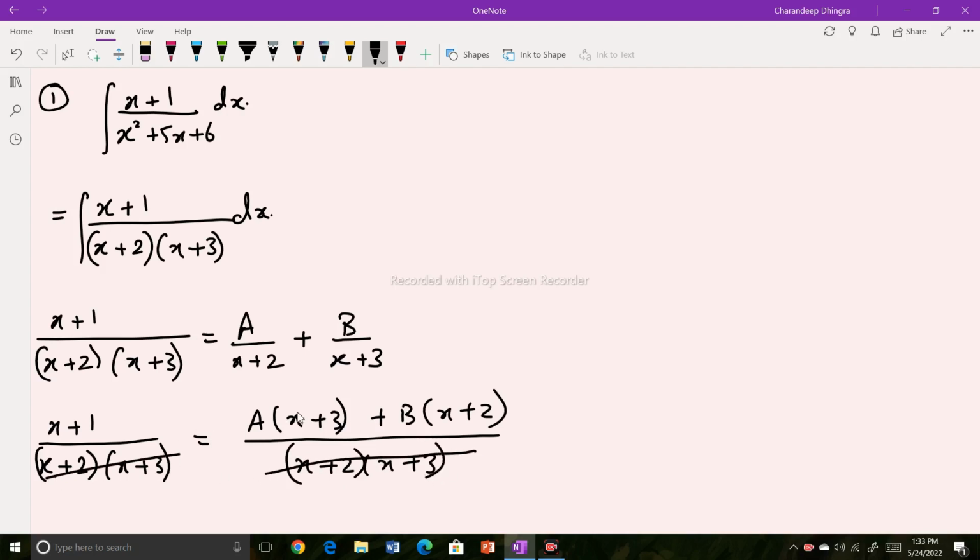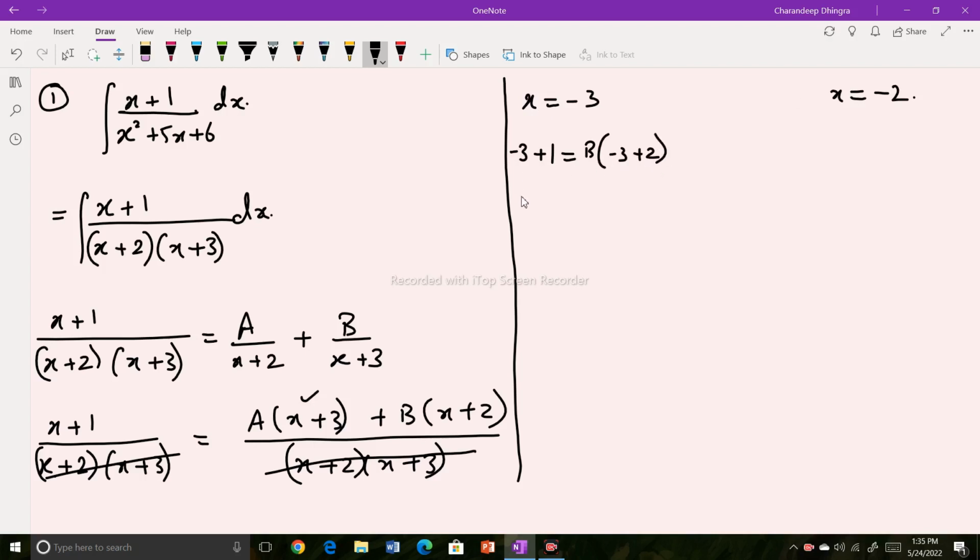This is left. Now you need to find a and b. So what you'll do is a very simple method. You will try to eliminate a and b one by one. So once I'll put x is equal to minus 3, and once I'll put x is equal to minus 2. A gets nullified, b will be b times minus 3 plus 2. So minus 3 plus 1 is minus 2, and this will give me minus 1. B will give me 2. So I get the value of b.